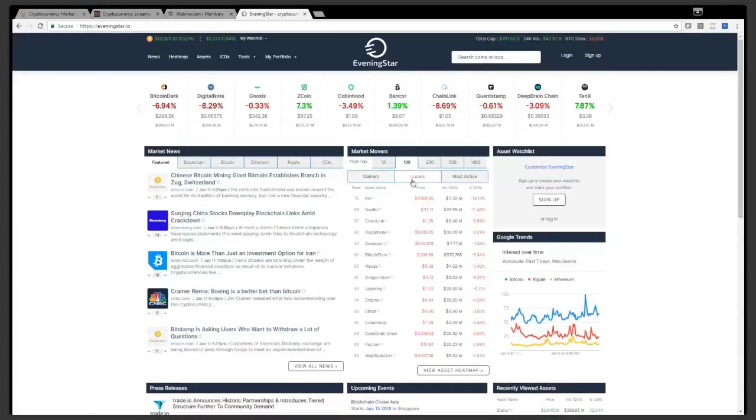So you can see Kin and Nabilo, those two have fallen. The last couple of days they have actually fallen quite a bit. So those are ones that I would look to add on. Go click on the bottom where it says View Asset Heat Map.